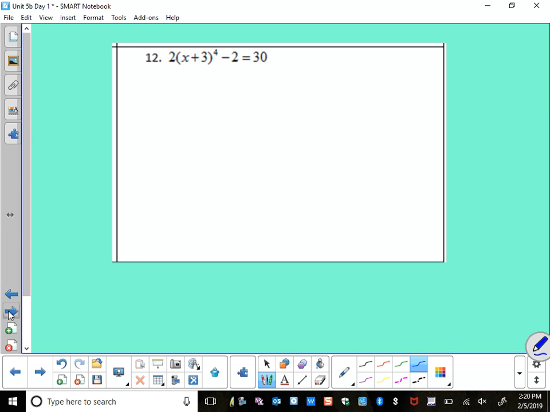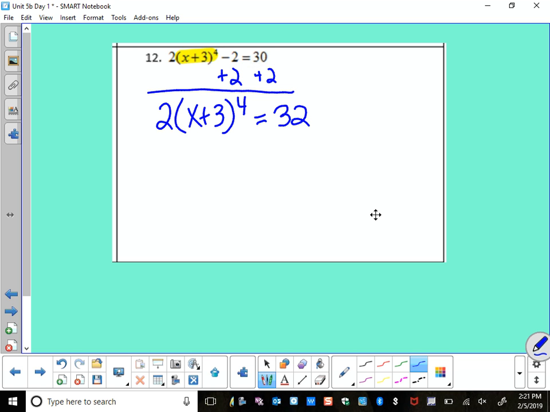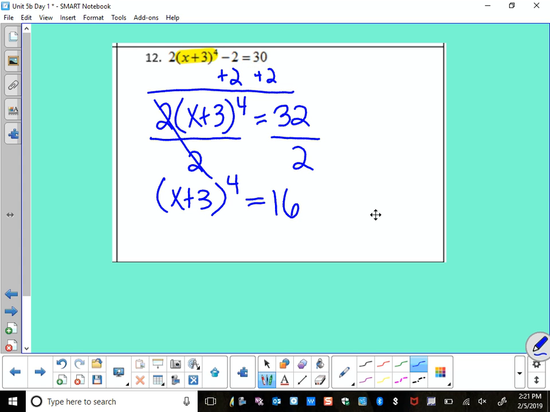Alright, for number 12, this whole thing is attached together because that x is trapped in between the parentheses and that power. So I'm going to add 2 to both sides. So I have 2 times x plus 3 to the power of 4 is equal to 32. I divide by 2. Be careful to not distribute that. You never want to distribute. X plus 3 to the power of 4 is equal to 16.